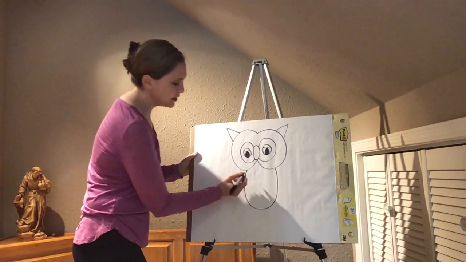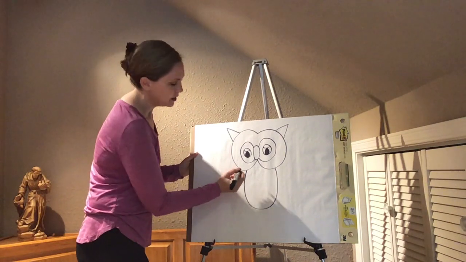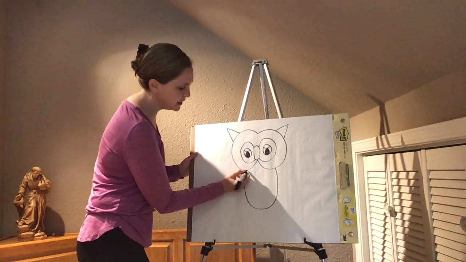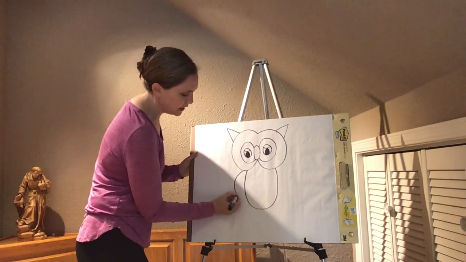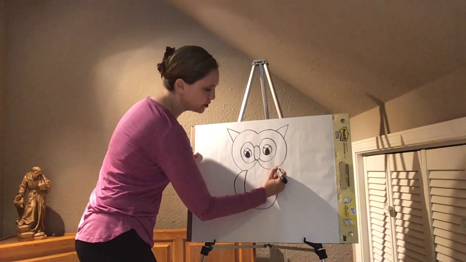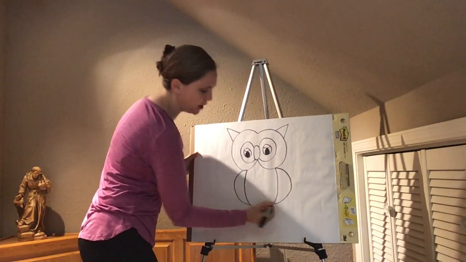I'm going to do one of the wings. I'm going to come up here to where the belly and the face meet, and I'm just going to do a crescent shape for the wing over here. Another crescent shape for the wing on the opposite side.